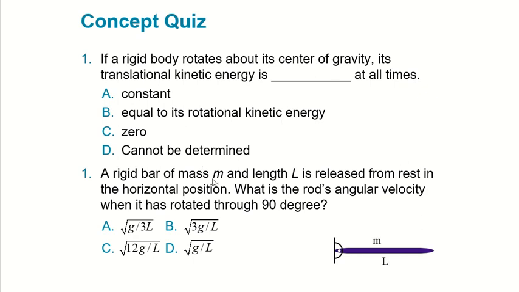All right, the second one is a rigid bar of mass M and length L, from here. It's going to be released from rest from the horizontal position. So this is the rest, and you're going to release it and it goes all the way down. Since it is from rest, you've got the velocity 0. So what's the rod's angular velocity when it has rotated through 90 degrees?